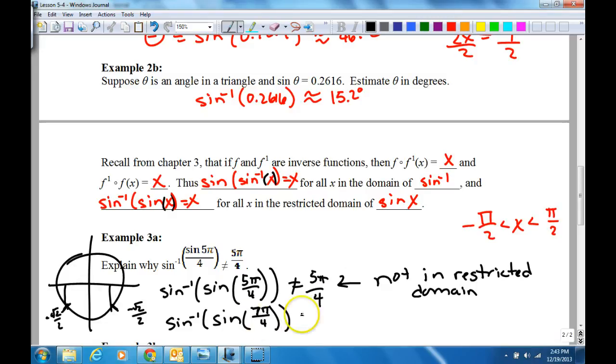Okay, so if we did that, then the answer would be 7 pi over 4, because it's inside the restricted domain. But the other one is not.